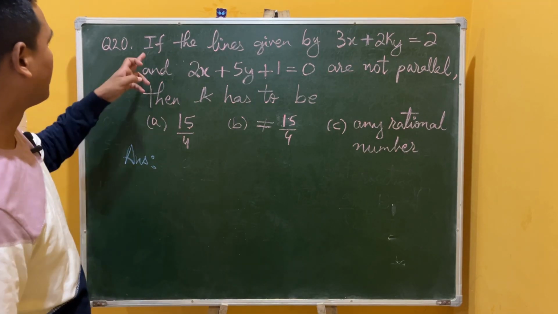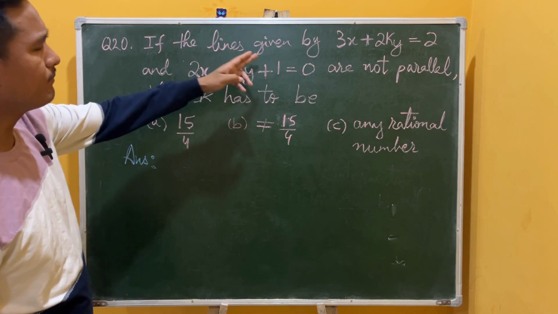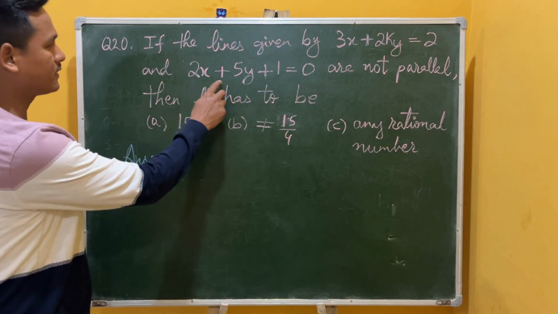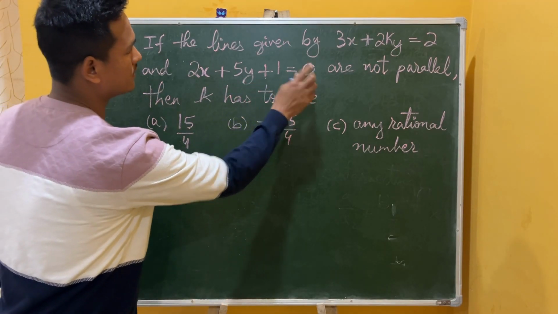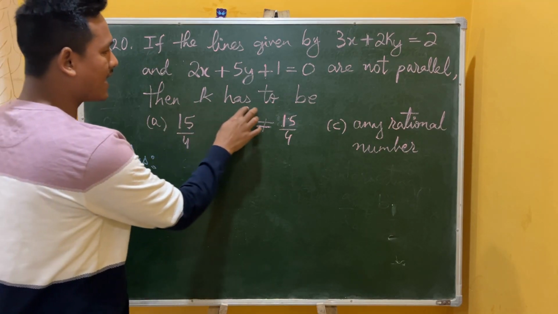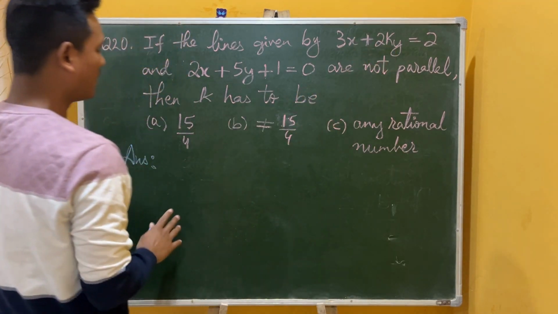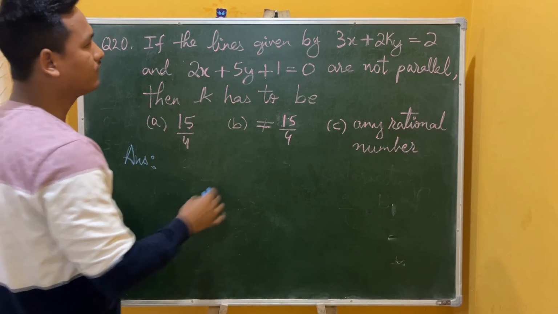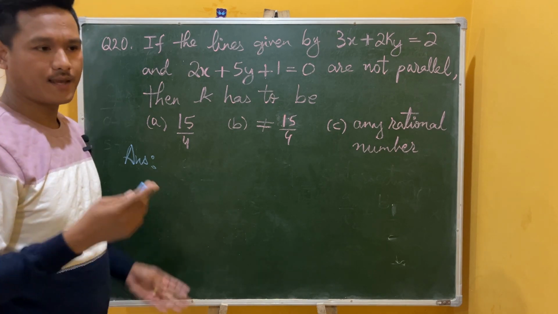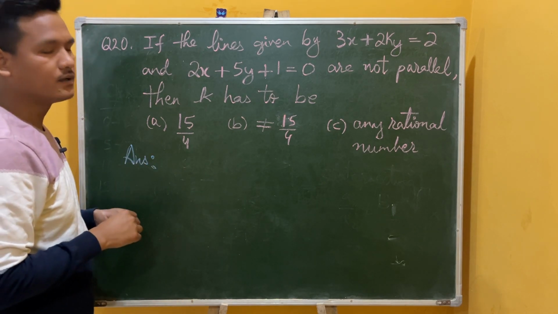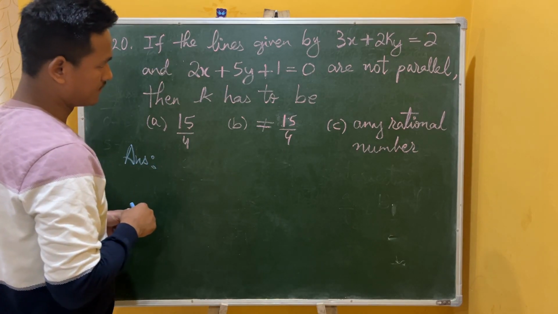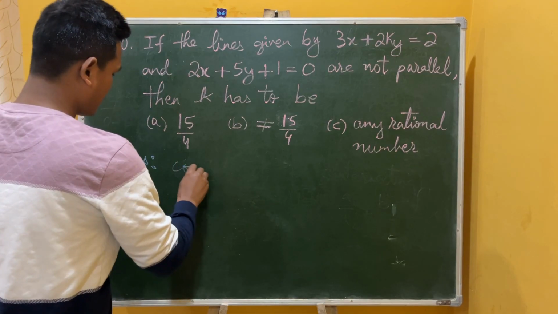If you read the question, it says if the lines given by 3x plus 2ky equals 2 and 2x plus 5y plus 1 equals 0 are not parallel, then this k has to be one of these. So if the two given lines are not parallel, what are the other possibilities? They can either be coincident or intersecting.